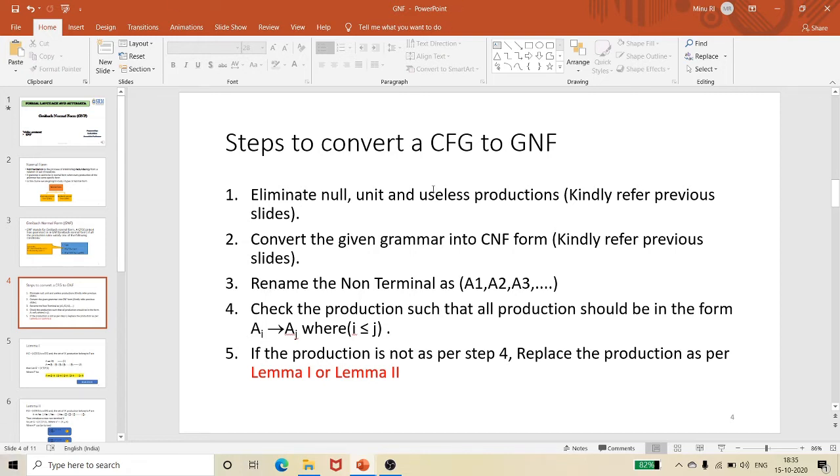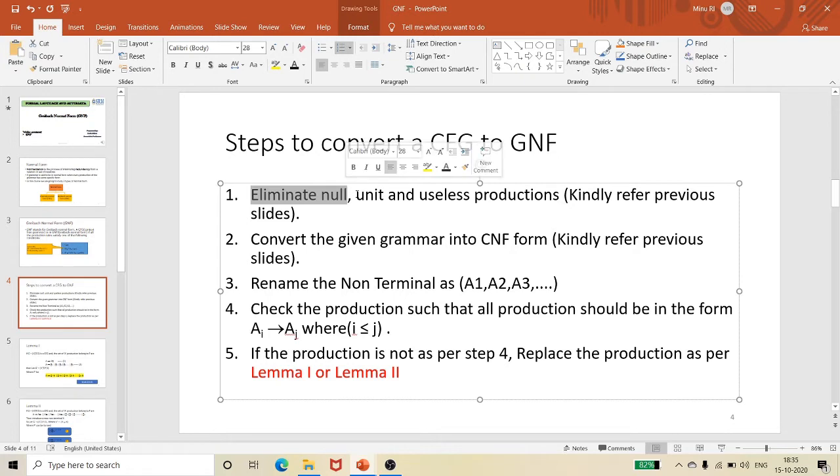The conversion of a grammar into GNF consists of these steps. First, as I said, we need to simplify the grammar, so we need to eliminate the null production, unit production and useless symbols. A symbol is useless if it is not generative, or if it is not reachable from the start symbol. If you have doubts about these things, you can see my previous videos.